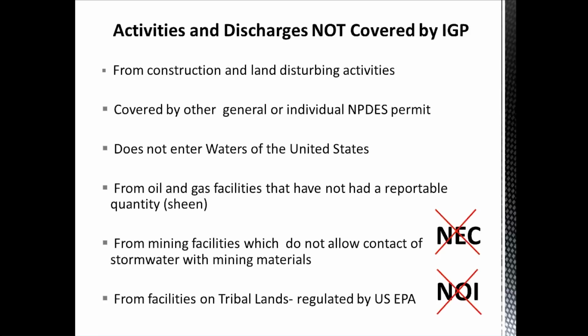If you have an NPDES permit, an individual one, or you're covered under a different NPDES permit for your stormwater, you don't need a permit. If you don't have stormwater discharges that enter water of the United States, you don't need a notice of intent or no exposure certification. You would potentially be filing a technical report for a notice of non-applicability. I already talked about the oil and gas facilities. If you haven't had a report of quantity of sheen of oil, you have that federal exemption.